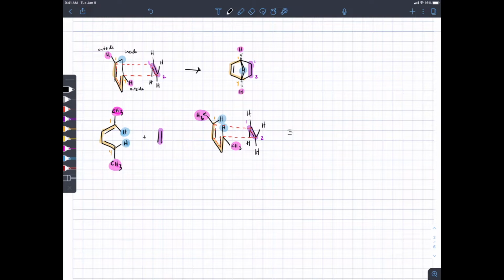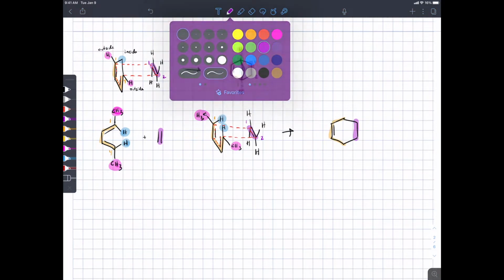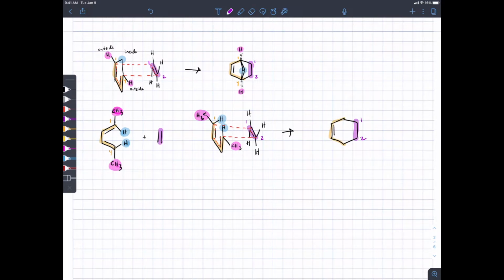Cyclohexene product will then be, here's my 6-membered ring with the double bond. Here's carbons 1, 2, 3, and 4 orange from the diene, and carbons 1 and 2 purple from the dienophile or the olefin. Now let's fill in the substituents on carbons 1 and 4.